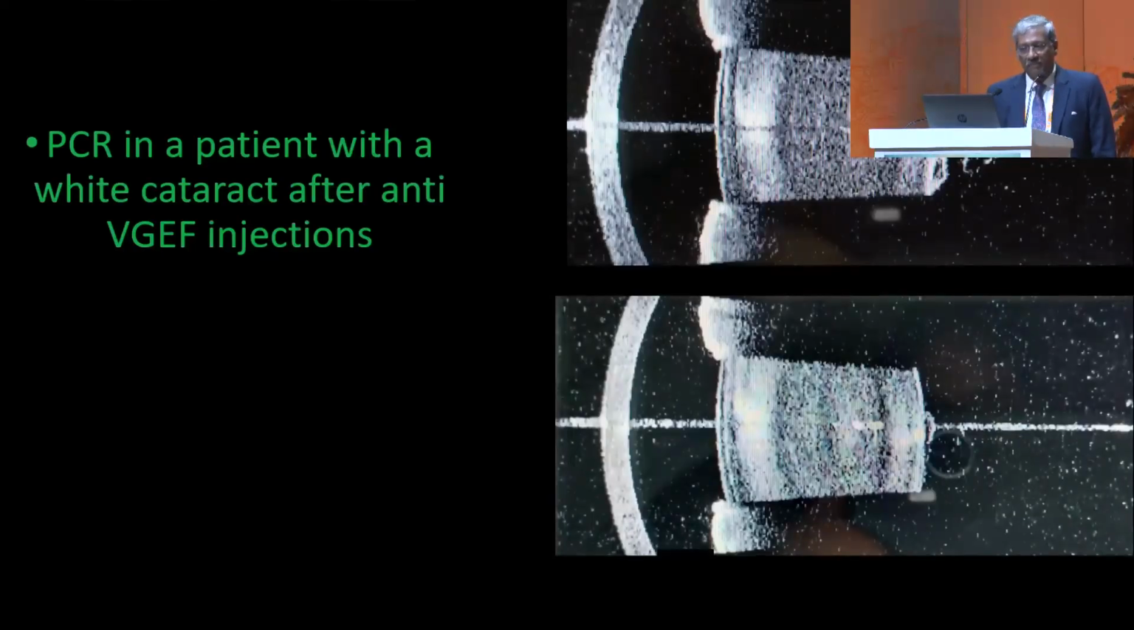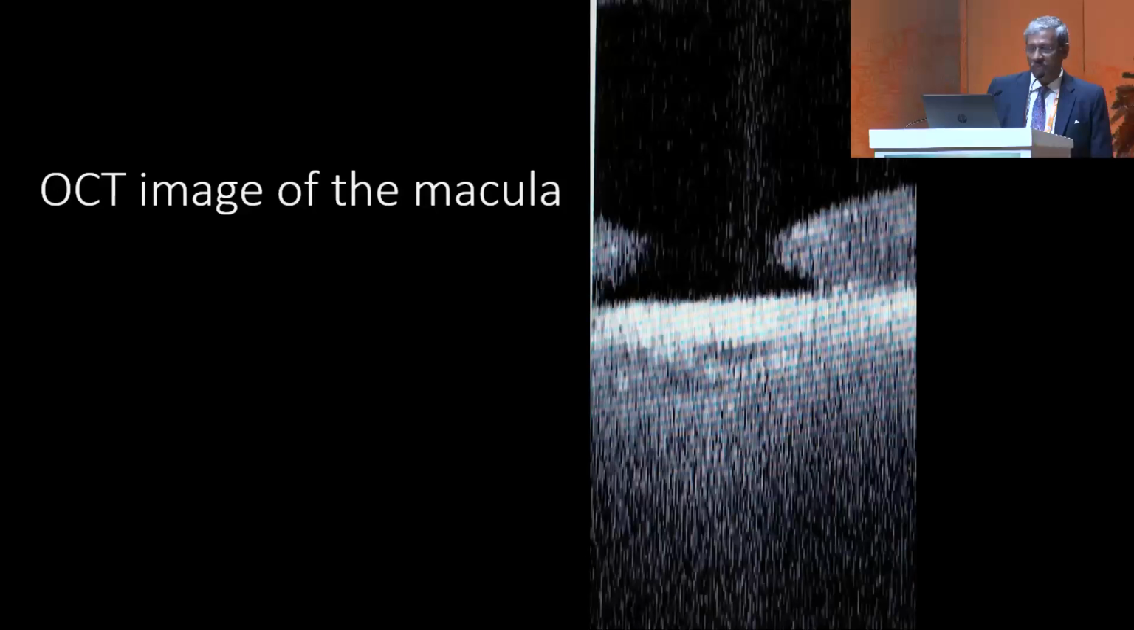This patient developed a PCR. He came with a white cataract. He gave history of having multiple anti-VEGF injections. You can see a beautiful tear in the posterior capsule. So preoperatively, through this white cataract, the IOL Master 700 could pick up a torn posterior capsule.